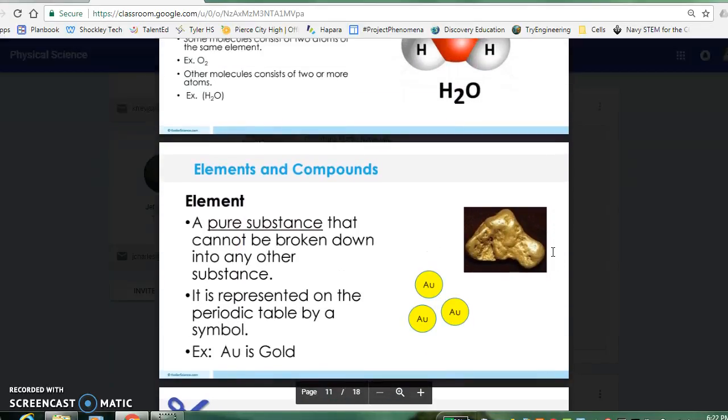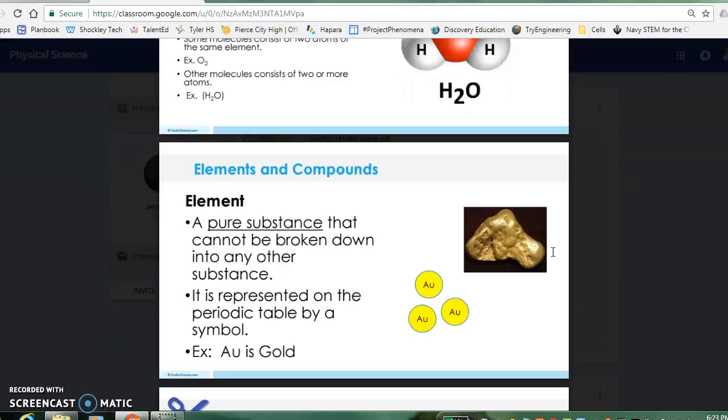So what is an element? An element, as we just said, is a pure substance, which means it cannot be broken down into any other substance. It is represented on the periodic table by a symbol. So when you look at a periodic table and you see the one or two letter abbreviations, we call that its chemical symbol. Some of them make a lot of sense, like H is for hydrogen and O is for oxygen. However, some of them not so much. For example, Au is gold.